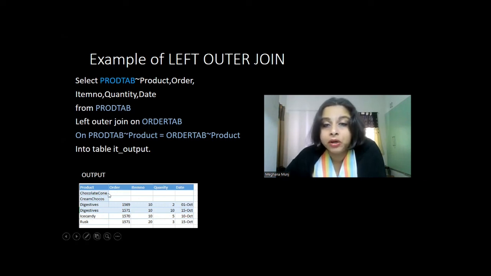So this is the peculiarity of the left outer join, that even though there is no matching entry for a particular product in the right hand side table, which is the order table, still they are featured in the output or displayed in the output. So this is the concept of left outer join in a nutshell.